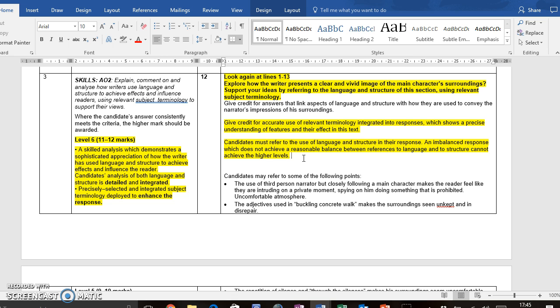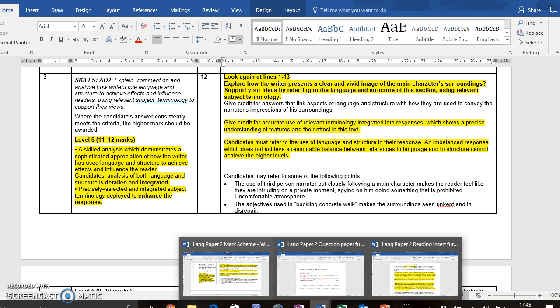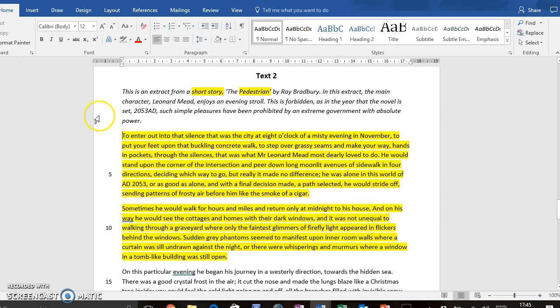Choose quotes where you can do both. So let's have a look at this extract. I'd start by reading the explanation of what this extract is about if you've not done that already. It's from a short story, The Pedestrian, by Ray Bradbury. In this extract, the main character, Leonard Mead, enjoys an evening stroll.